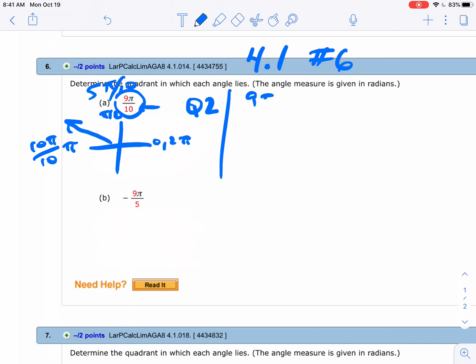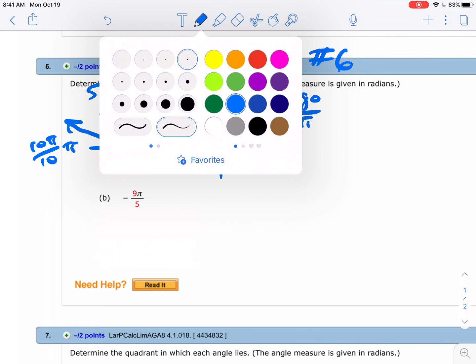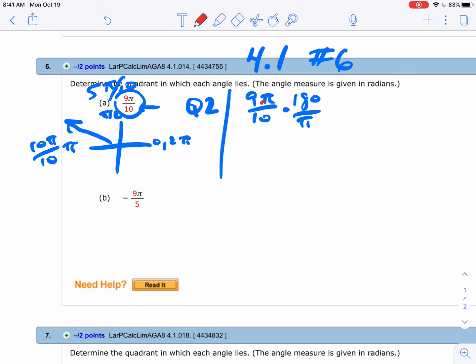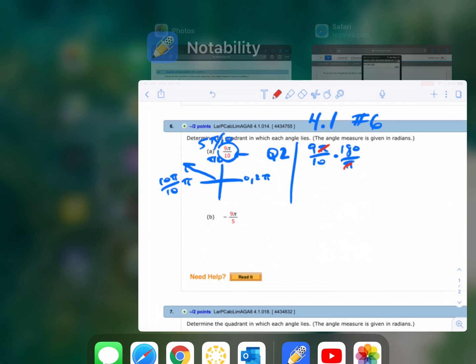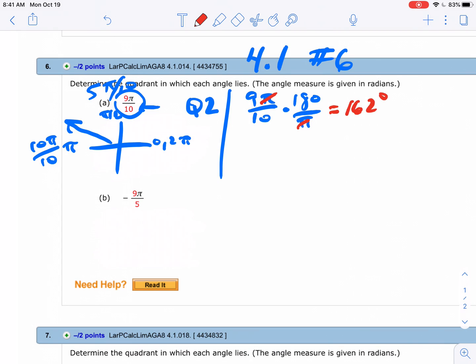Other people might take 9 pi over 10 and multiply by 180 over pi. That's the conversion that we had worked on, and so you can get rid of the pi symbols, and then you can take 9/10 of 180. So if I went to a calculator and did 9/10 times 180, you get 162 degrees. And 162, this is 90 degrees and this is 180 degrees. 162 would also tell me that we're in quadrant 2.